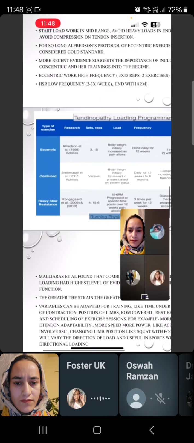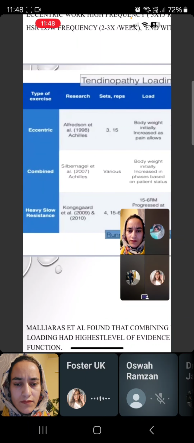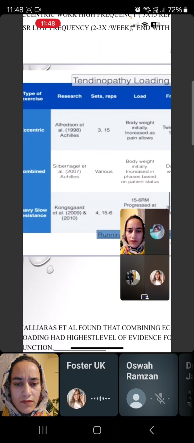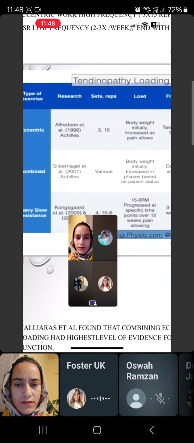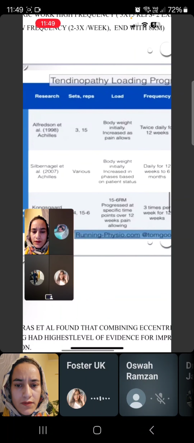The second one, I can't read the name. It's Nagel something et al., 2007. They used a combined strategy. Their sets were varied. There was not a fixed protocol of 3 sets or 15 reps. If you read the study in detail, I've added the reference and link. They used body weight initially, but then increased the load in phases. I will talk about it in detail. If you want me to tell you now how they used it, I can read that.